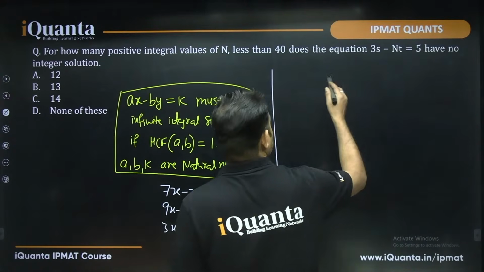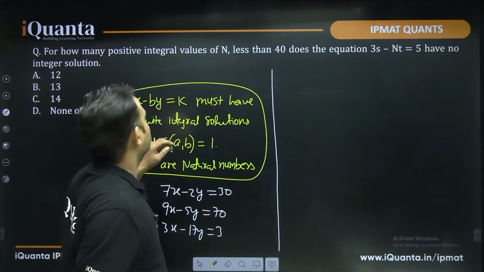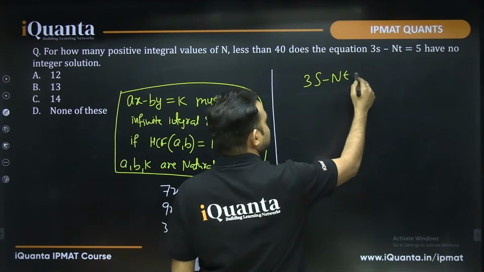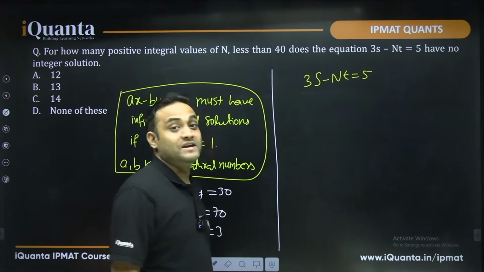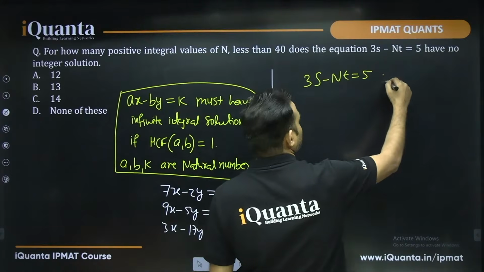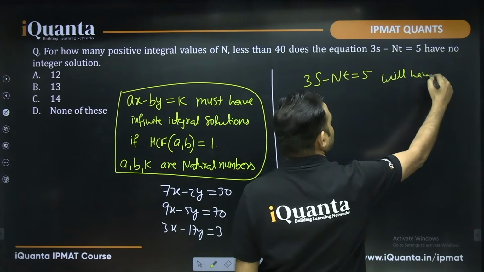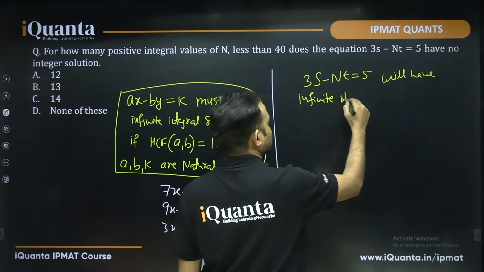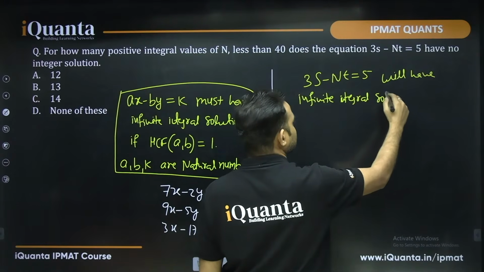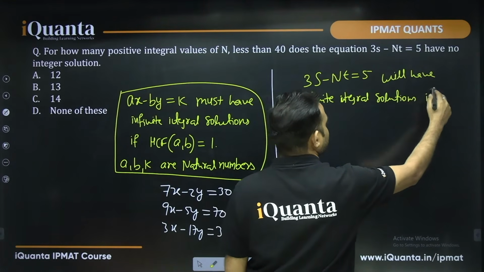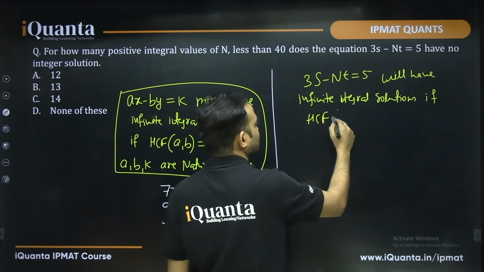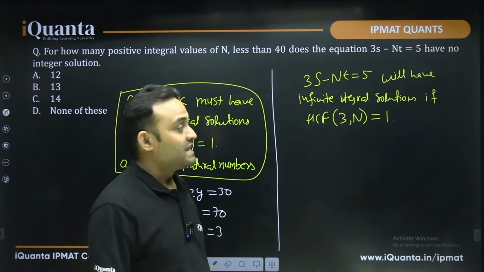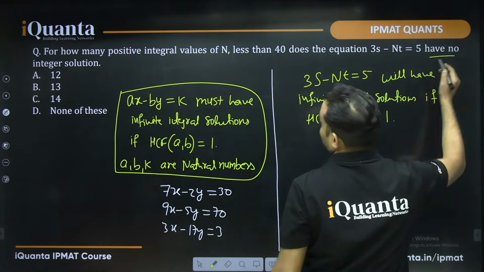See, in this case, 3s minus nt is equal to 5 will have infinite integral solutions if HCF of 3 and n is equal to 1. What does that tell you? It says no integral solution, have no integer solution.